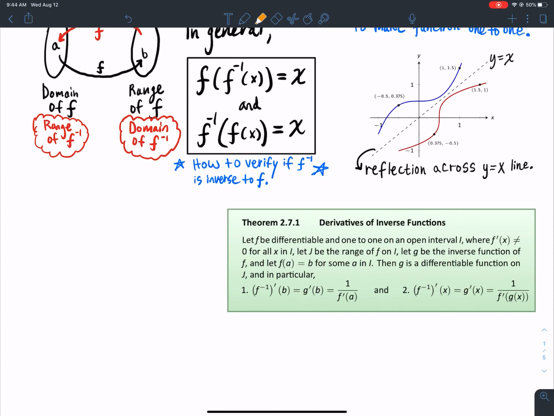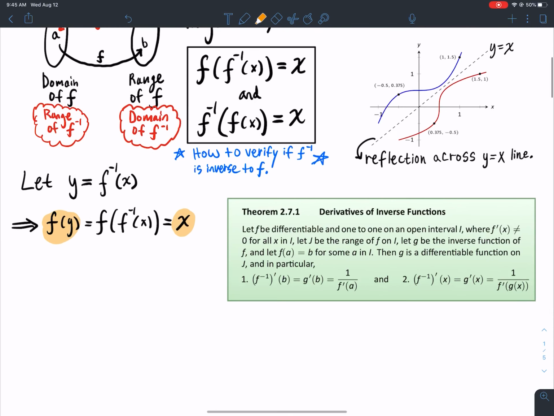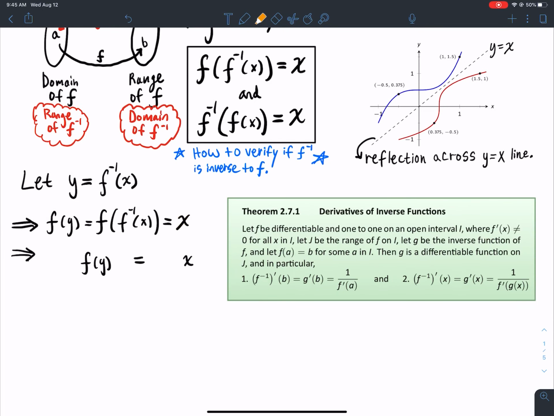So let's work through that and see if we can figure out what that's even saying. Let y equal f inverse of x. Then what can I do? I'm going to apply the f function to both sides. If I apply f to this, f and f inverse are going to cancel each other. So I have f of y equals x.